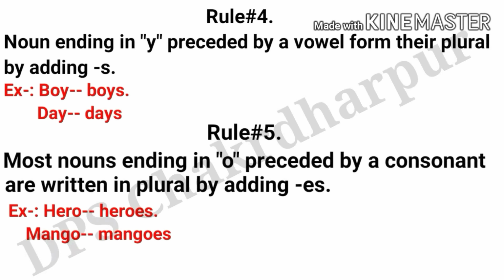Welcome students. So here is your fourth rule, and it's very important to know. So what is your fourth rule? Let's see. Nouns ending in y preceded by a vowel form their plural by adding s. For example, boy, boys; day, days. Let's see the fifth rule. Most nouns ending in o preceded by a consonant are written in plural by adding es. For example, hero, heroes; mango, mangoes.